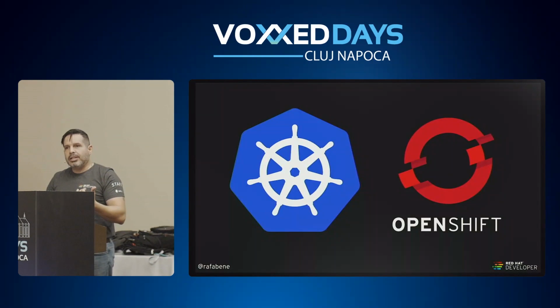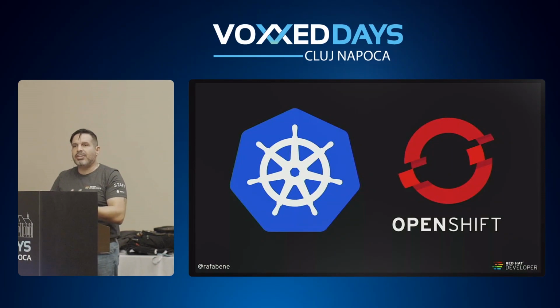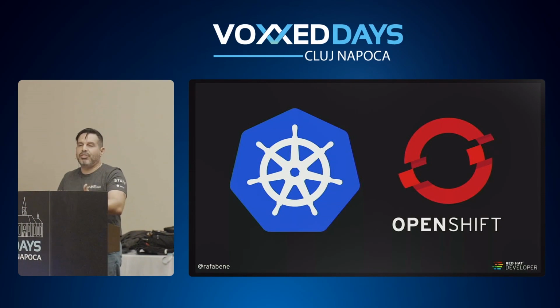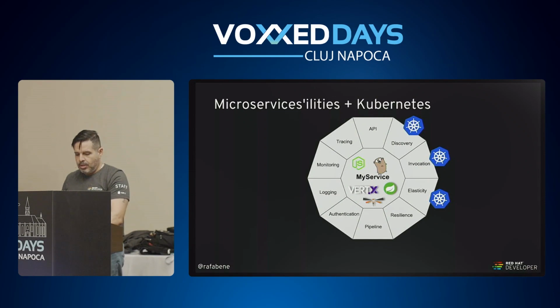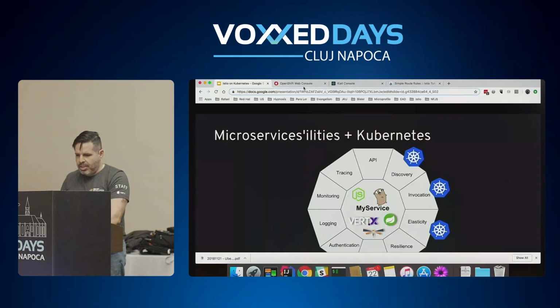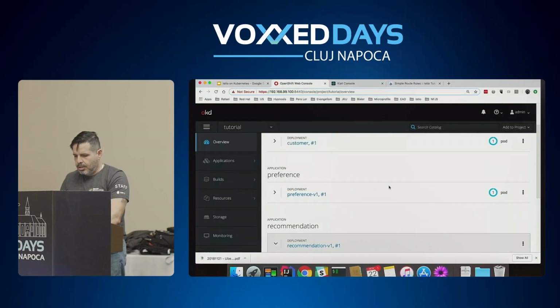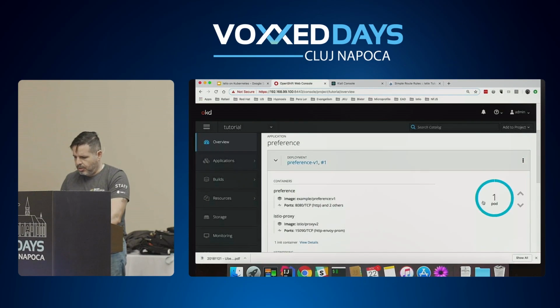So fortunately, with OpenShift and Kubernetes, you can have that for free. You don't need to use Netflix OSS anymore. With Kubernetes, you have discovery for free, you have invocation for free, you have elasticity for free. So for example, here in my code, you see that I don't have anything else to have preference finding recommendation or vice versa. Let me show you something here.